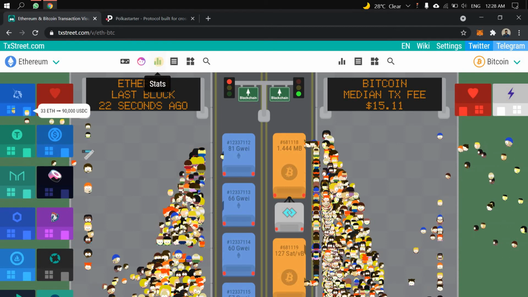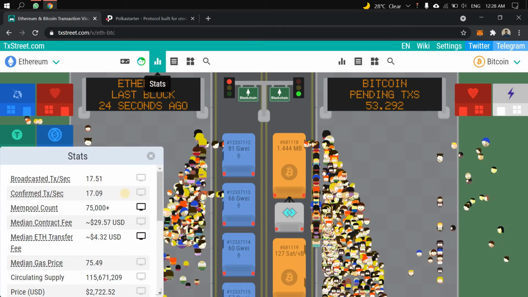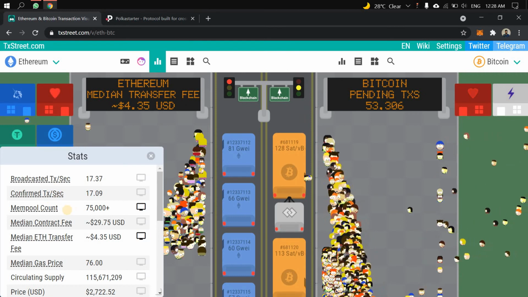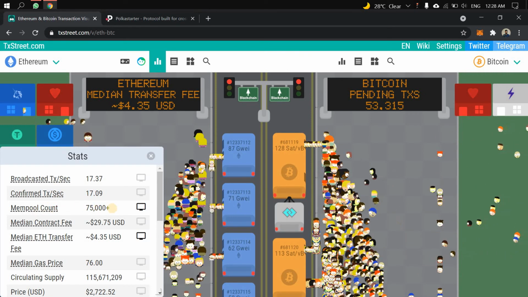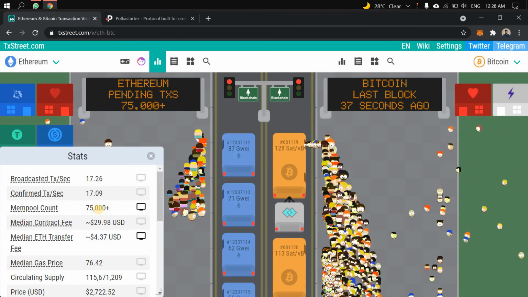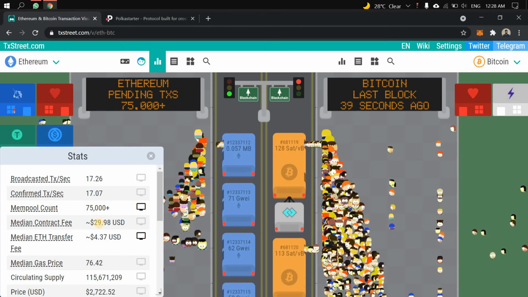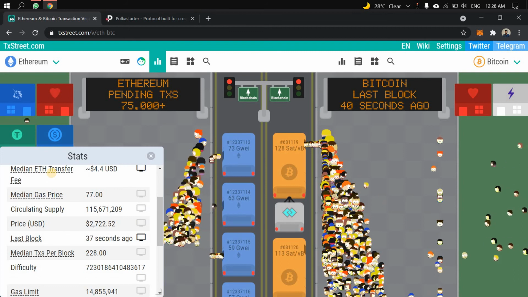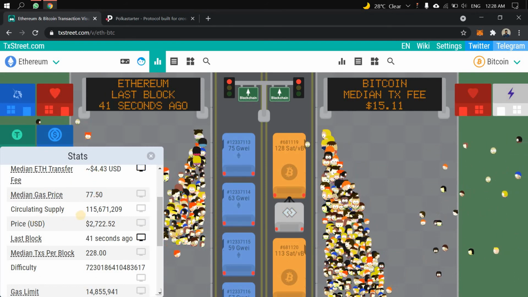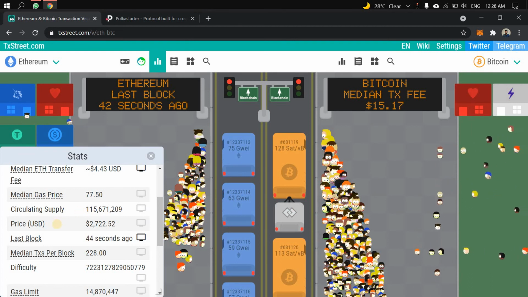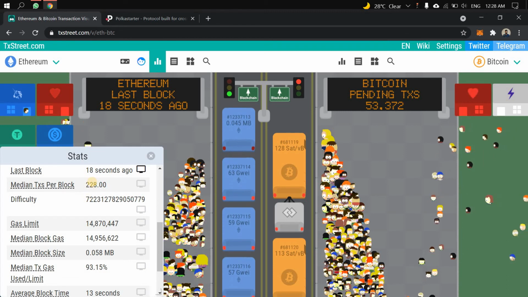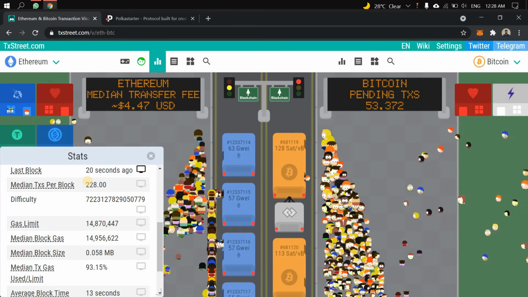Now I'll just show you some of the statistics that are available on this website. You can see the broadcasted transactions per second, confirmed transactions, and memory pool count. This is the waiting area where more than 75,000 transactions are waiting to be confirmed by these miners. You can also see the average Ethereum transfer fee, which is 4.4 USD, the circulating supply of ETH tokens, and the price, which is $2722.